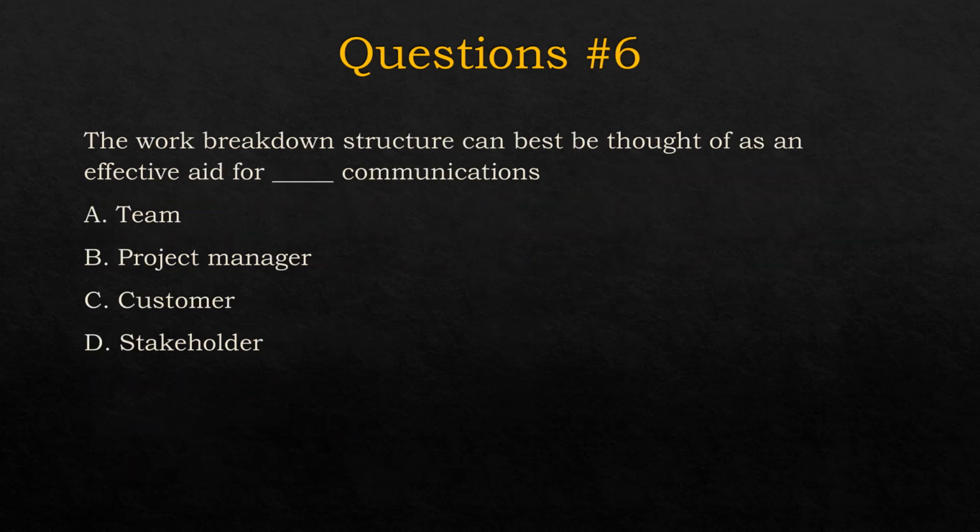Question number 6. The work breakdown structure can best be thought of as an effective aid for communications. I'll give you 10 seconds to think, then we will go for the right answer. The right answer is stakeholder. The work breakdown structure can best be thought of as an effective aid for stakeholder communications. If you think of A, B, C, these are all covered by stakeholder. Team, project manager and customer are all part of the stakeholders. So the right answer is D.